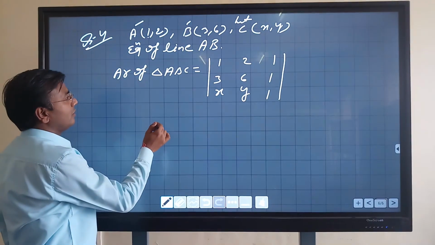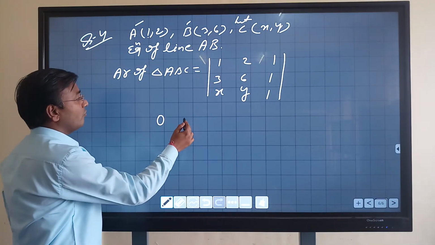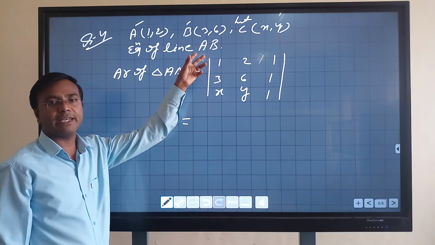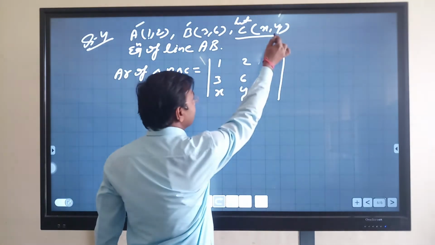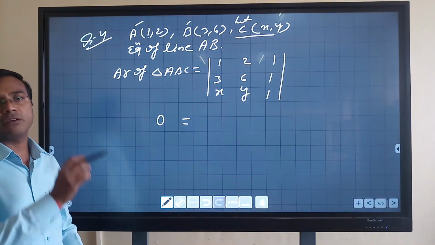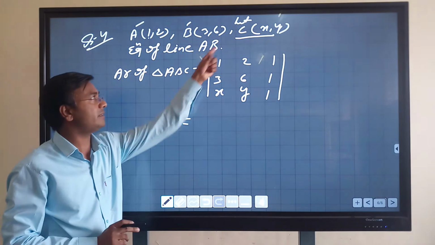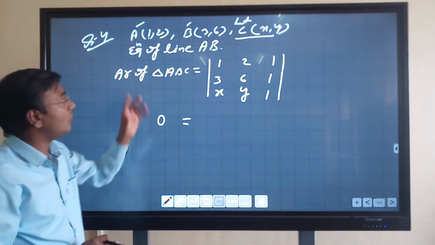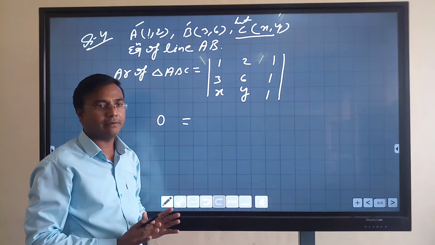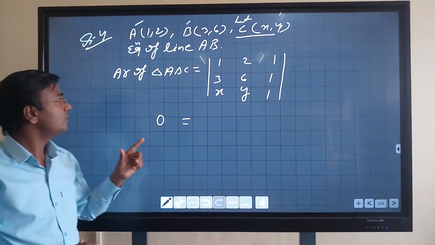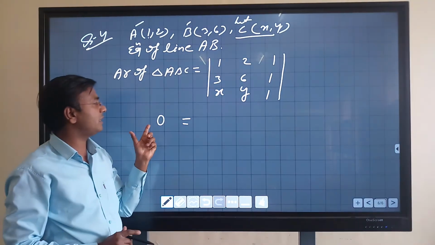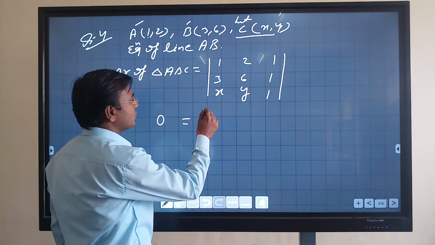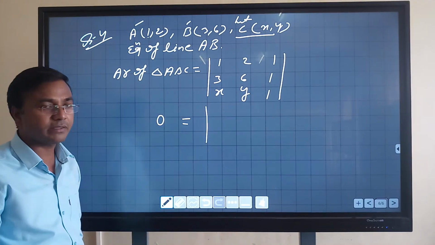And the area of triangle must be what? 0. Why? Because we are to find the equation of a line, right? And this point C which has been taken is also lying on the line AB, right? This third point is also lying on that line AB. So it means all the points are to be collinear, right? So hence the area of triangle becomes 0.